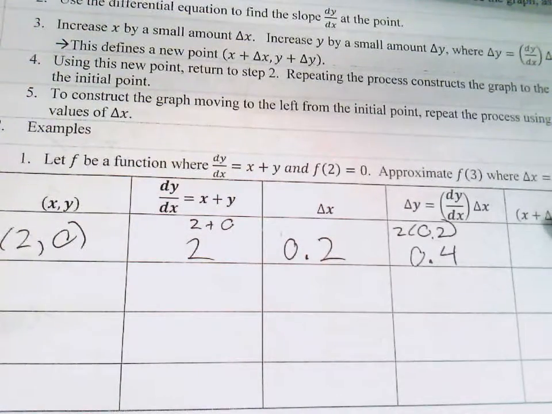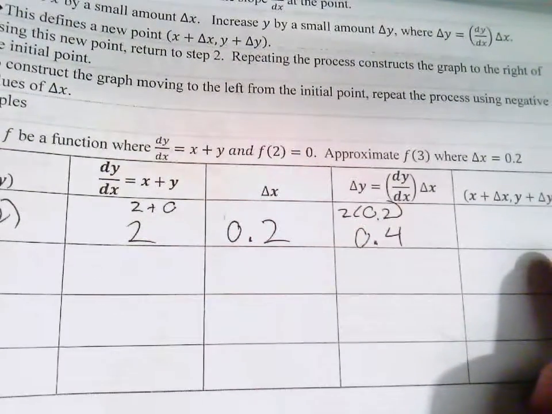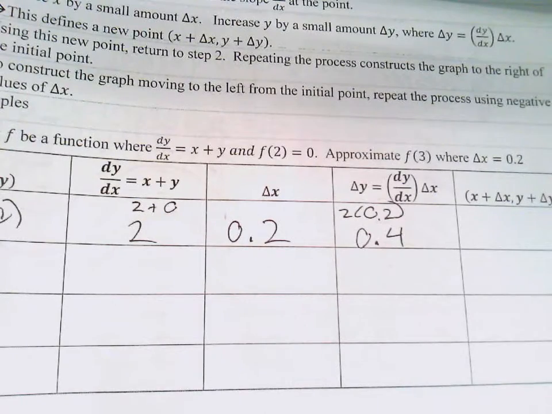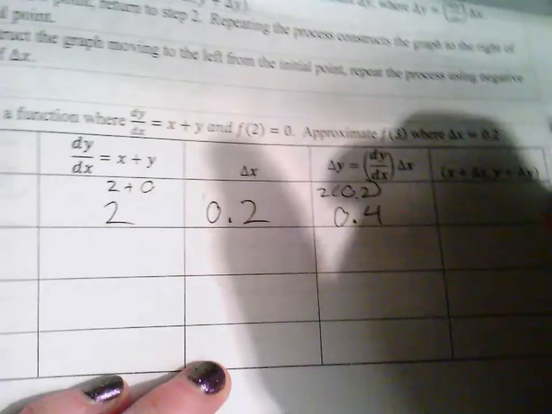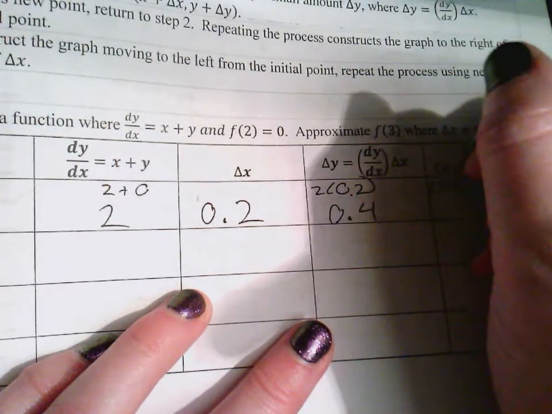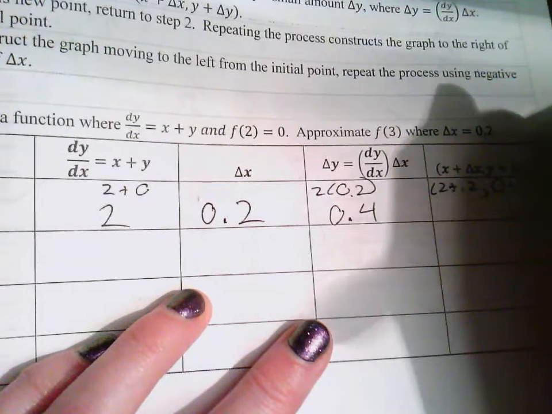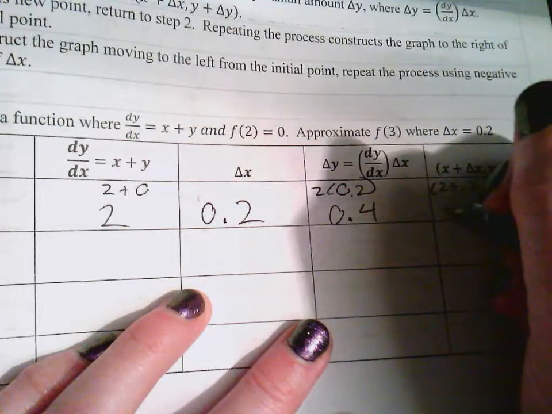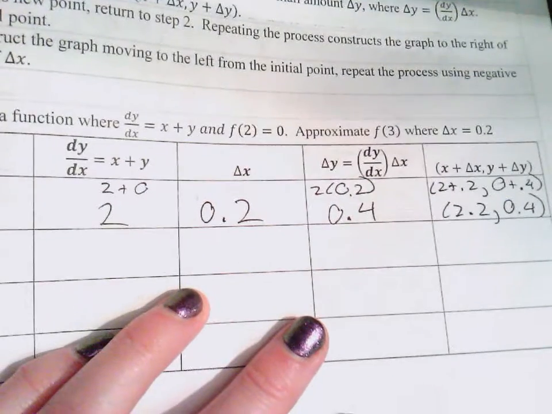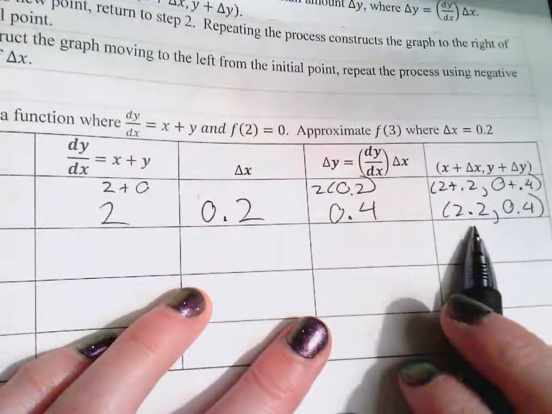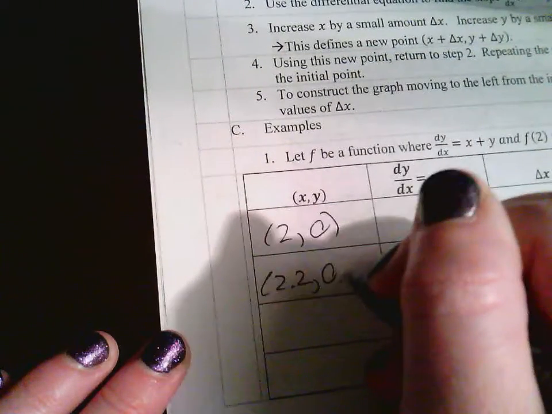And then define your new coordinate of this field. You're going to do x plus change in x, so 2 plus 0.2, y, 0, plus change in y. So you have 2.2, 0.4. So you have here, and then you repeat there. You got 2.2, 0.4. So this process repeats the whole way.